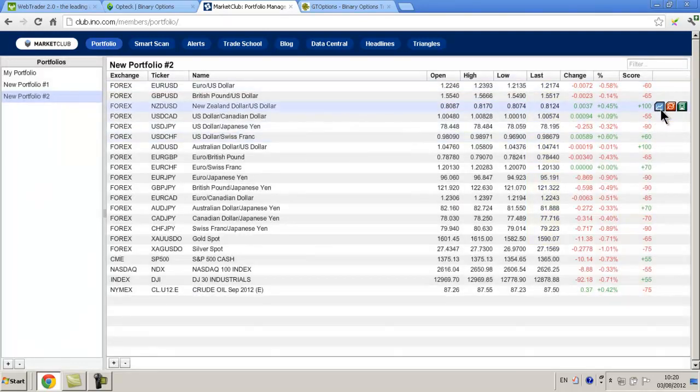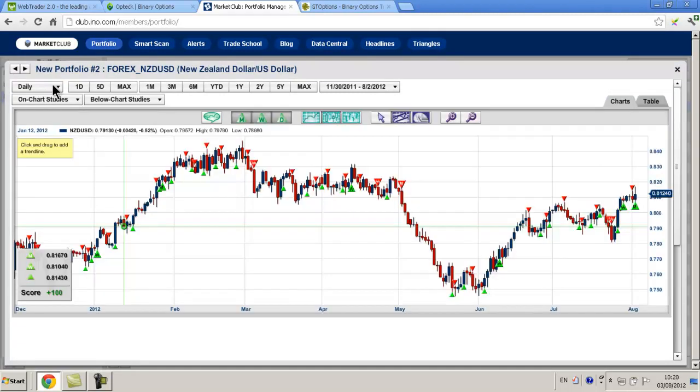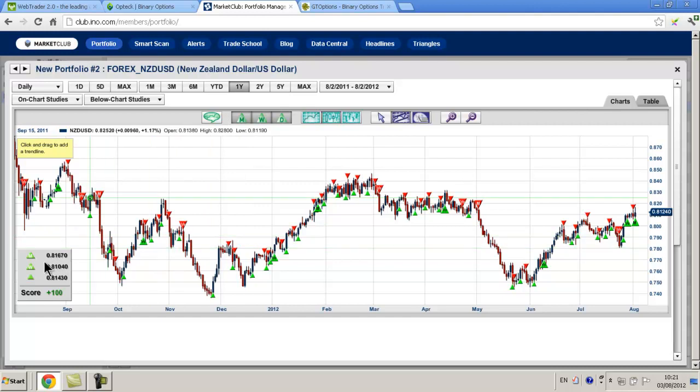What's this? New Zealand dollar USD. Okay, so it must be set on daily at the top here. Okay, I've already got the monthly, weekly, dailies on here, and what are we, 1 year? Okay, so presently they're all green. Okay, but let's go back. So there was a monthly red triangle. Okay, so as soon as it's a monthly, it becomes a weekly at the same time.